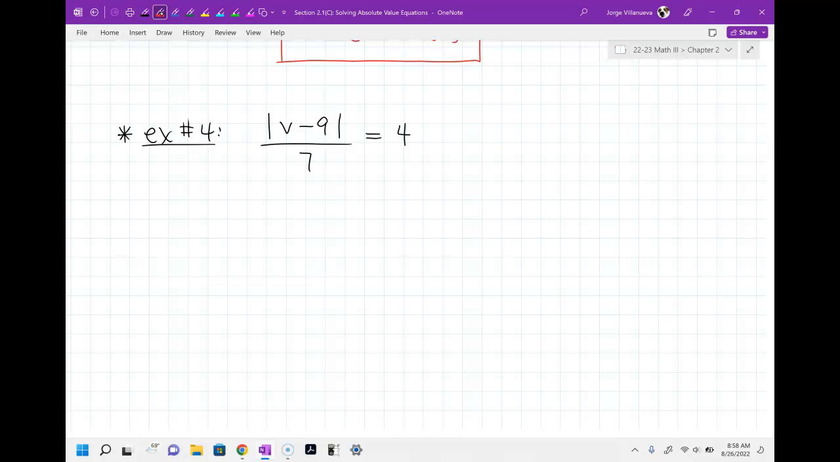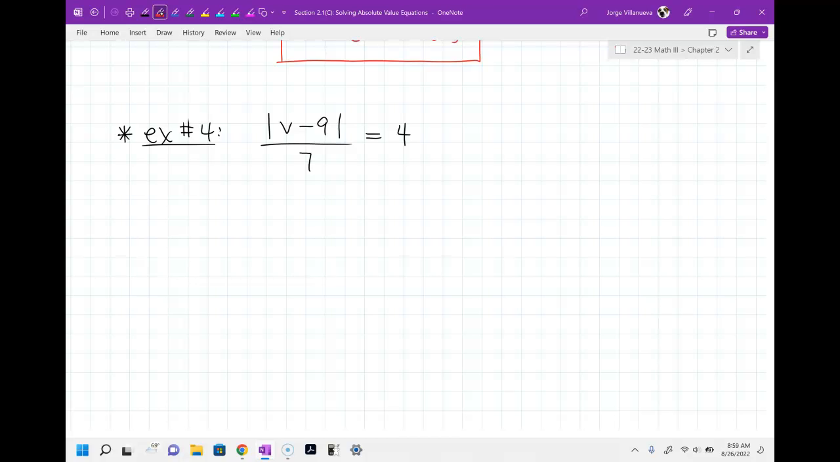I mean, I could do that. There's nothing wrong with breaking it apart immediately. Can I make it look nicer by doing something? I mean, what bothers you about this problem? The fraction, right? The fraction bothers me. I hate fractions. So how do I get rid of division by 7?